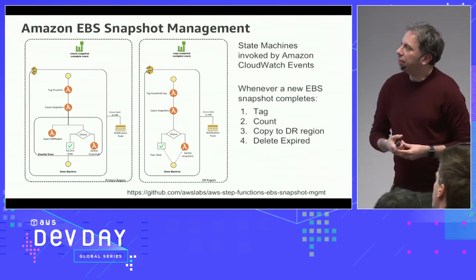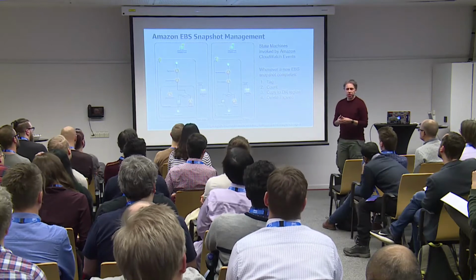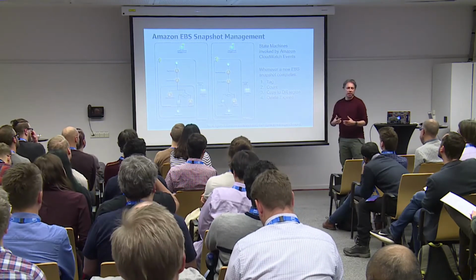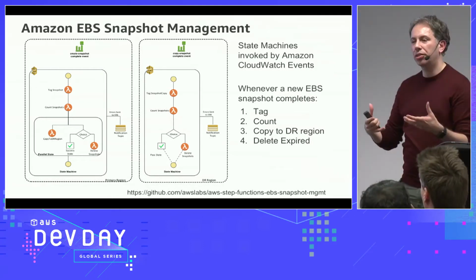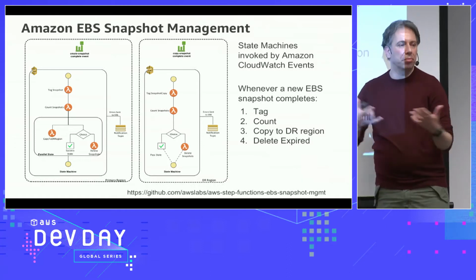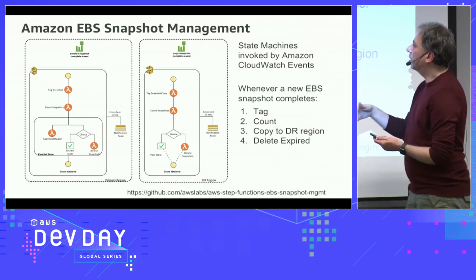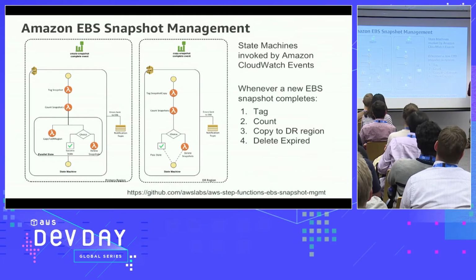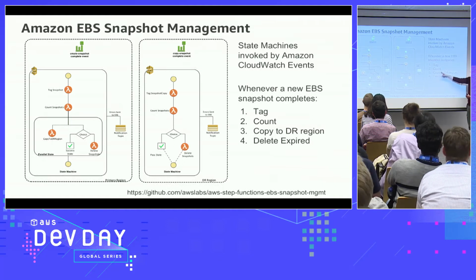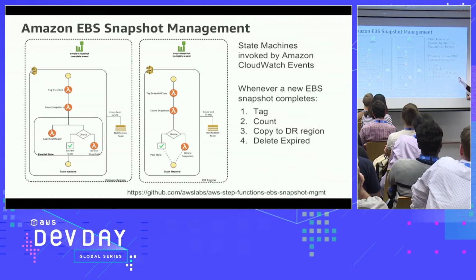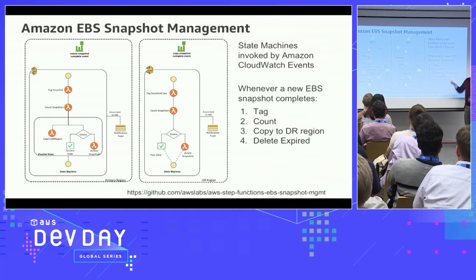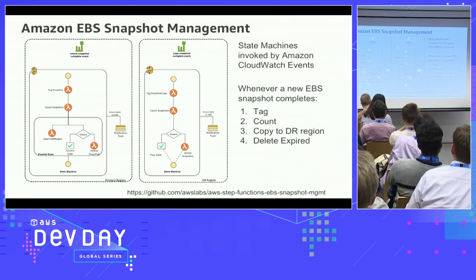This is an EBS Snapshot Management state machine. So if you use EBS, the Elastic Block Store, which is the storage that you can connect to EC2 instances, you need to have some procedure to take snapshots, the equivalent of backups. And this is a snapshot management state machine that will do 4 things. First, it will tag the snapshot with your information. Then it will count the snapshots. It will copy the snapshot to another region, so we go again into the multi-region scenario from the previous session. And then it deletes the expired snapshots, so that you only keep, for example, 5 or 10 snapshots for every volume, and not more than a number that you specify.